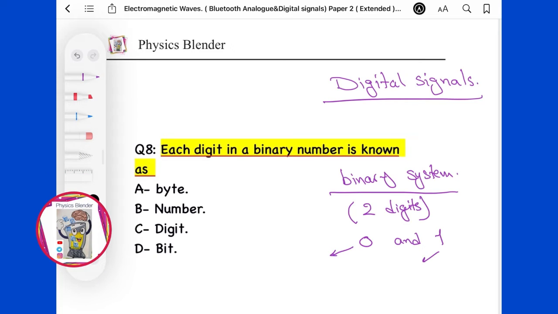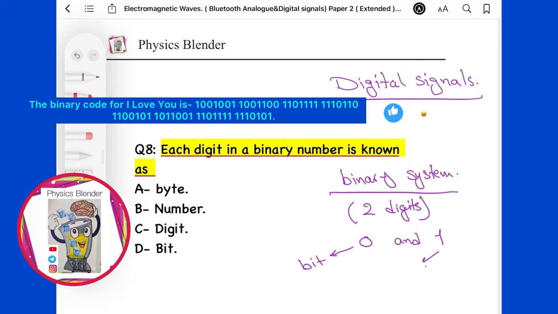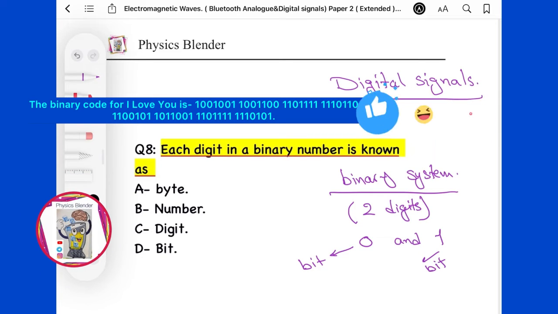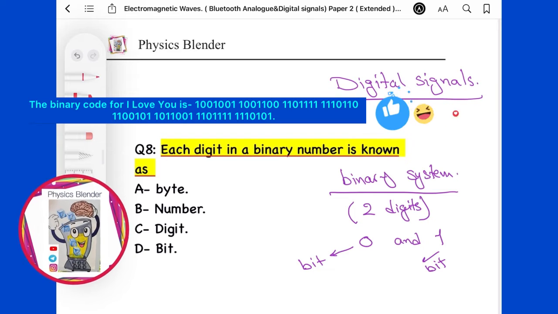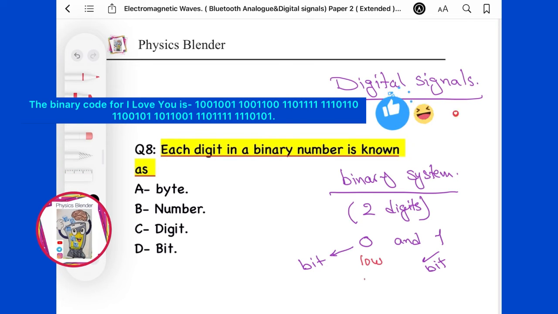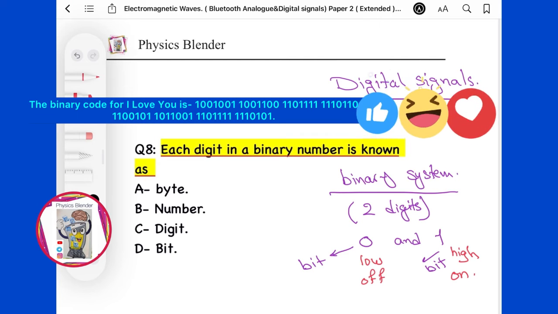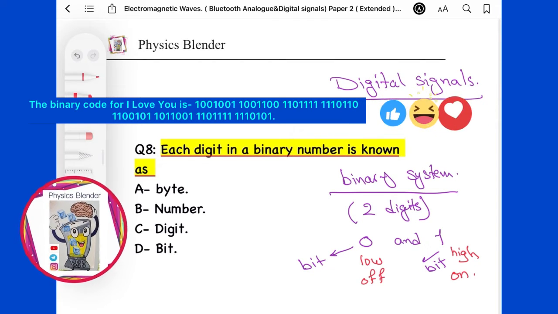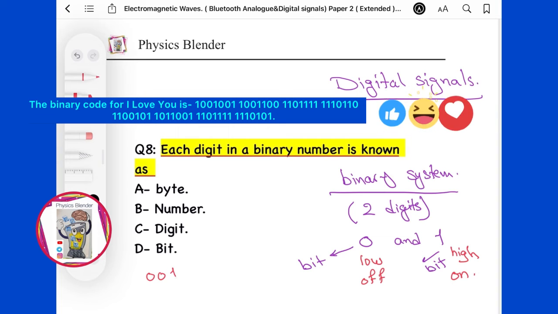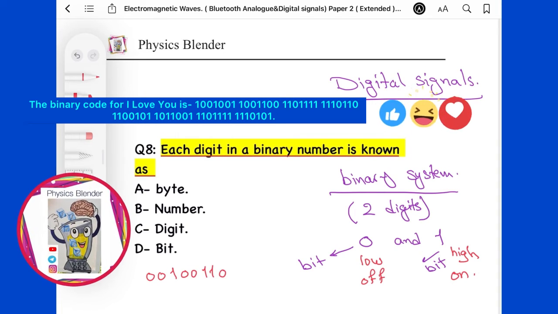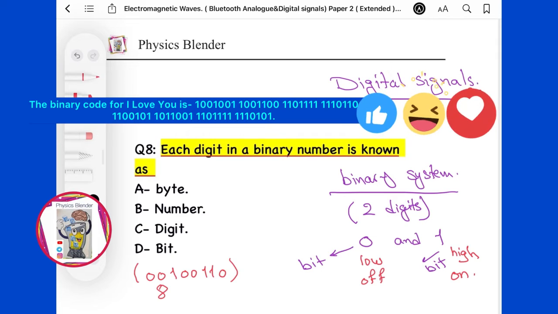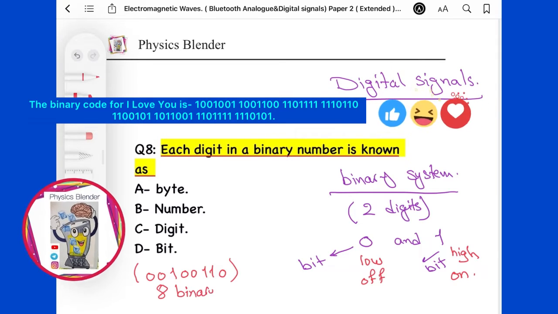Each digit is called bit. So this is called bit and this is called bit. Okay, sometimes we can call this 0 as low or off. Corresponds to here 1, which is high or on. Is it clear? Okay, if we have 8 binary digits, like if you have any number here, 0, 0, 1, 0, 0, 1, 1, 0, here you have 8 binary digits.